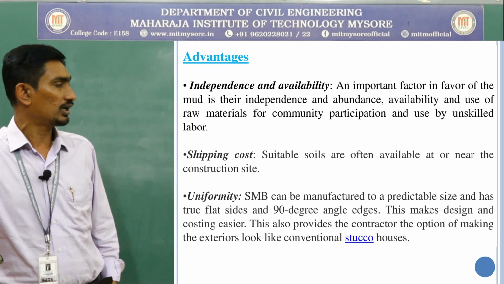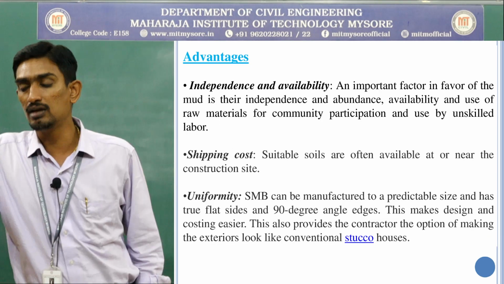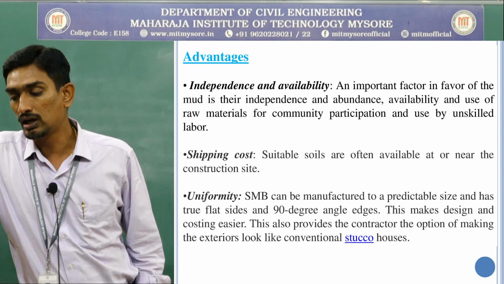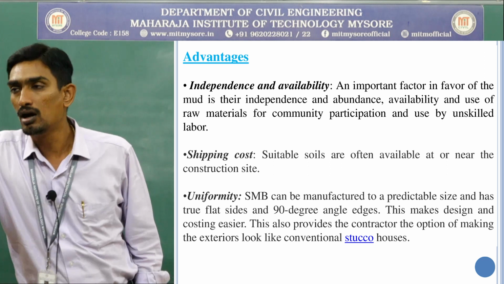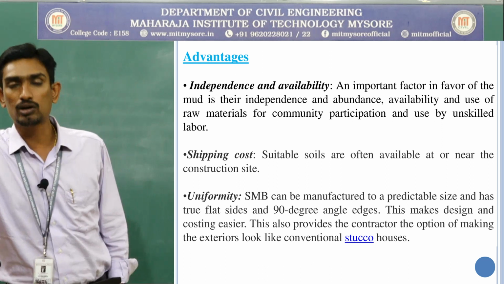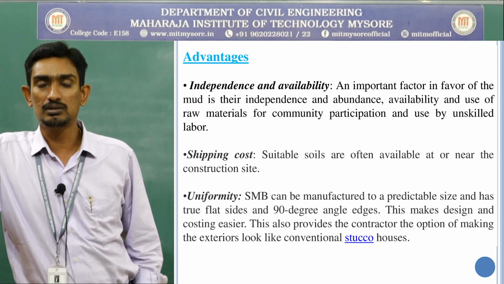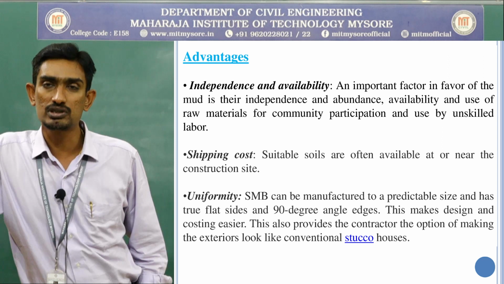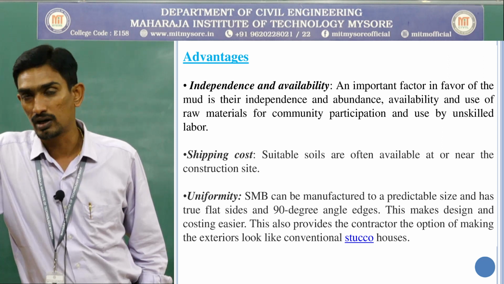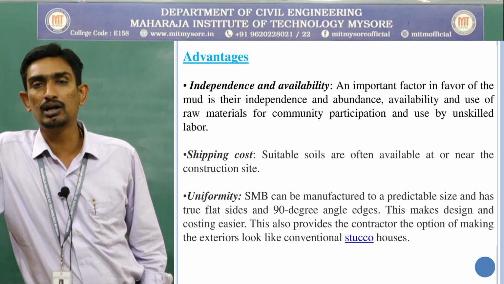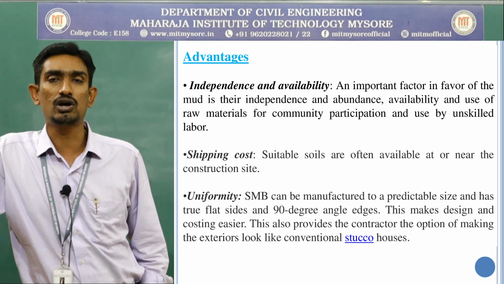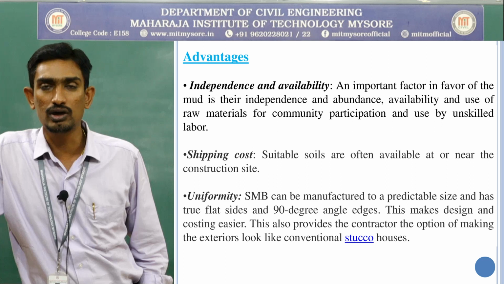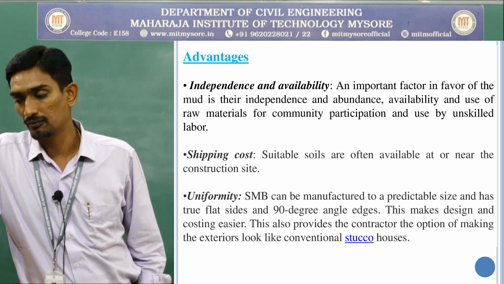Next, coming to the advantages. Advantages are independence and availability. Mud is available, no need to depend upon other materials. For example, if I want to prepare a concrete block, cement is required. If you want to produce cement, abundant limestone is required. But here, I don't want to depend upon this. Locally available soil is enough, and the locally available soil is abundantly available, so hence it is independent and available.